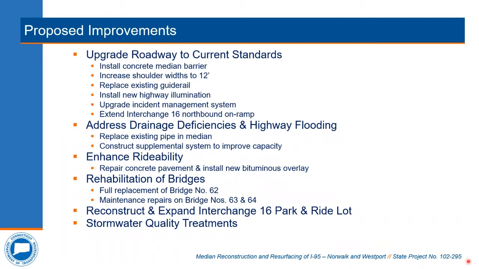If you have ever been traveling I-95 in the vicinity of Interchange 16 during a heavy rainstorm, you may have noted the tendency of water to pond up in the outside shoulder. This is due to the existing highway drainage system in this area being undersized. As part of Project 102-295, not only will we be replacing some of the existing drainage pipe, we will also be installing a supplemental system to ensure that the flooding of the highway no longer occurs.